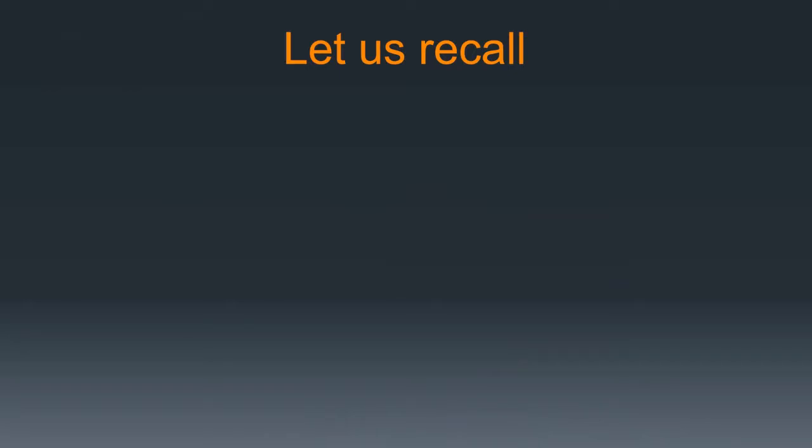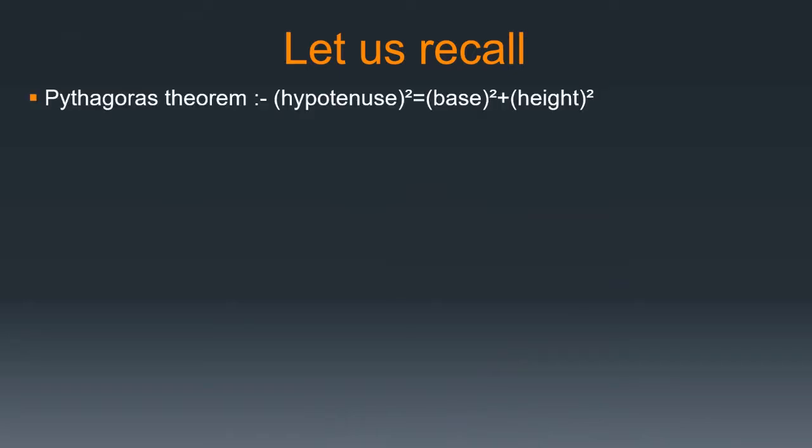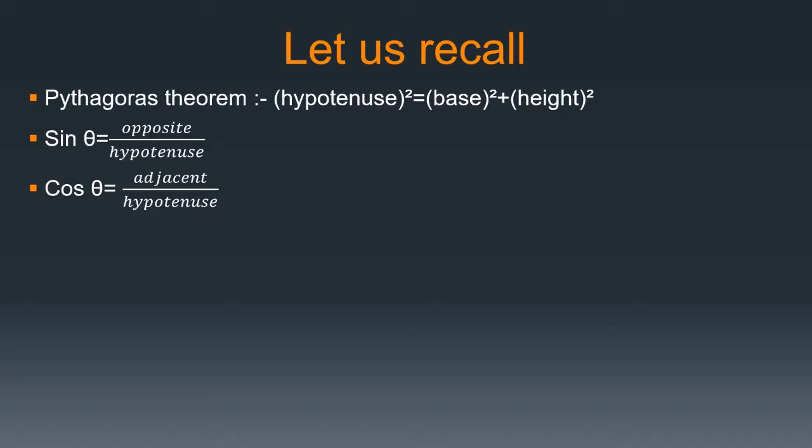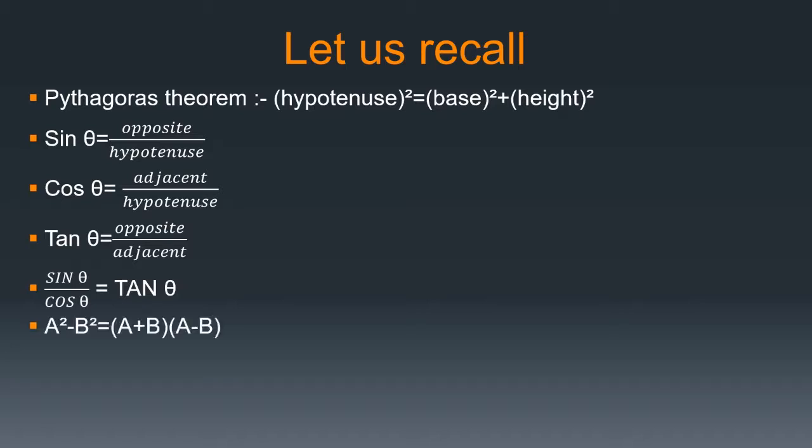Let us recall. Pythagoras theorem is hypotenuse square is equal to base square plus height square. Sin theta is equal to opposite upon hypotenuse. Cos theta is equal to adjacent upon hypotenuse. Tan theta is equal to opposite upon adjacent. Sin theta upon cos theta is equal to tan theta.